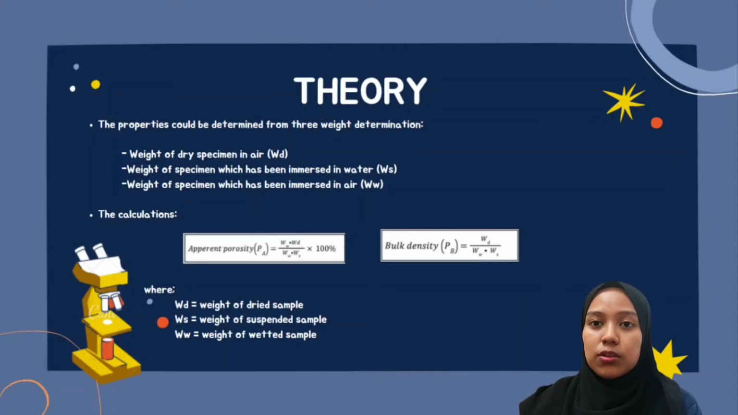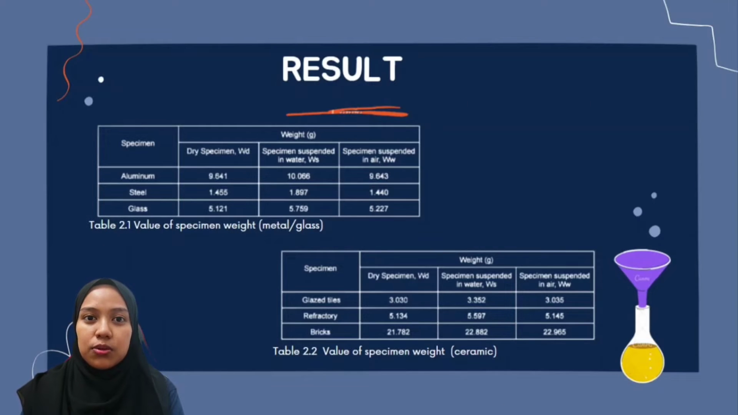The first one is to calculate the bulk density, and the second one is to calculate the apparent porosity. So, these two values will be calculated by using these two formulas. So, the next part is the result. This is the result that I have got from this experiment.